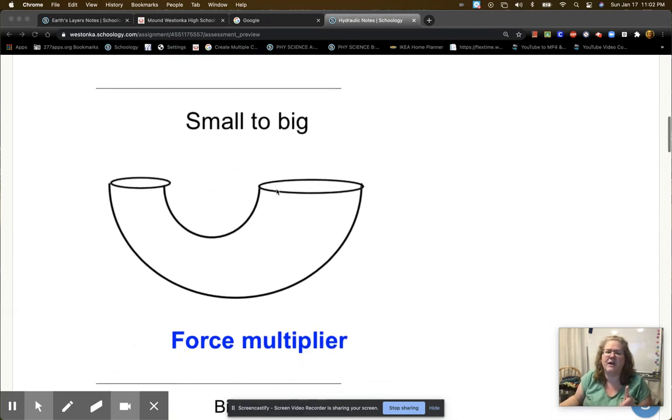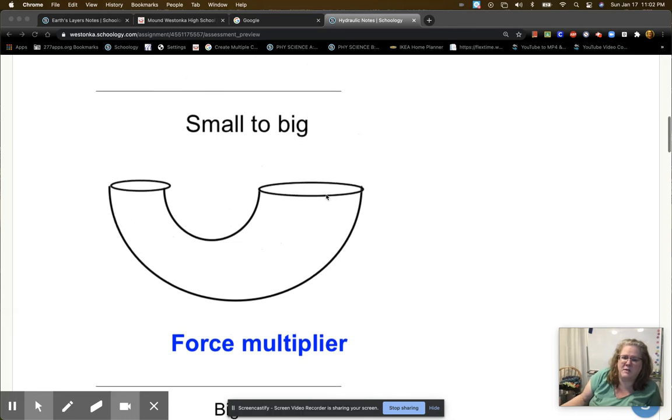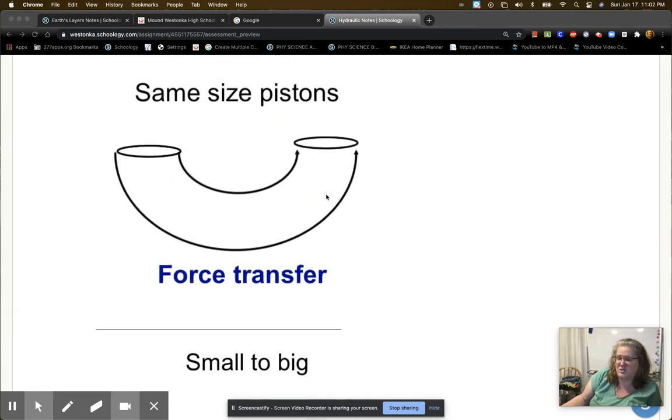But if I go from a really small opening piston on one side to a larger opening here, I'll have to push the small side down farther. But since this side is so much larger, I can lift a much larger force. It just won't lift as high. So if I push this down 10 centimeters, this might only lift 1 centimeter depending on the relationship of the pressure within the system. So small to big is a force multiplier. Same size is just transfer of force.